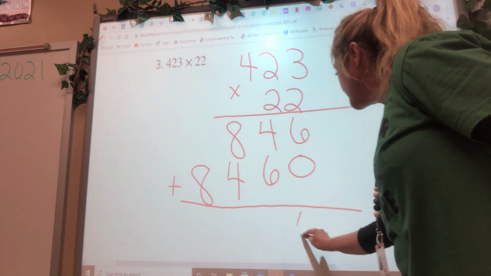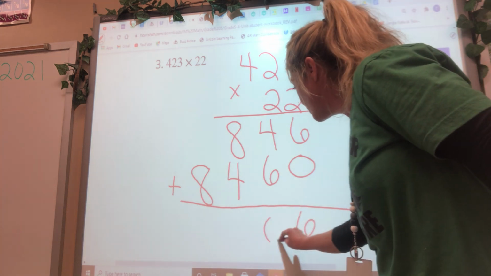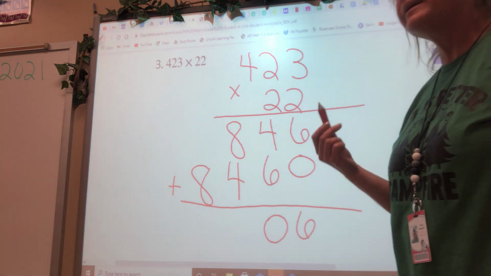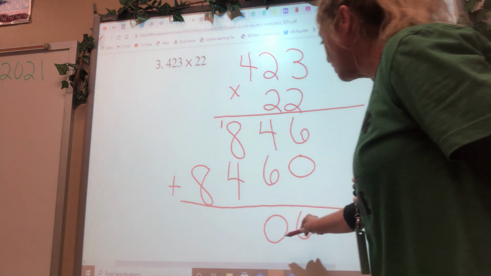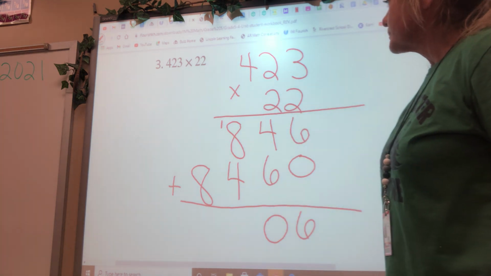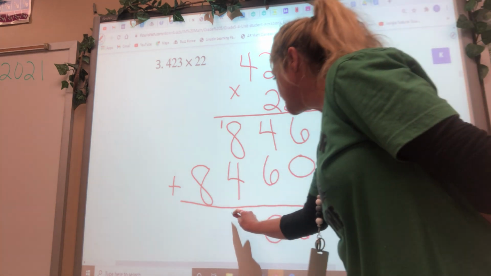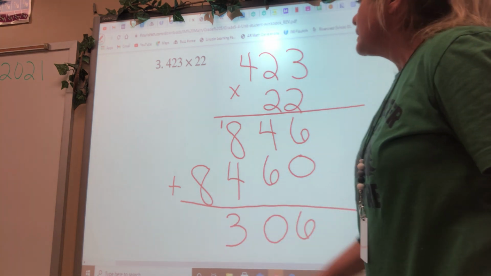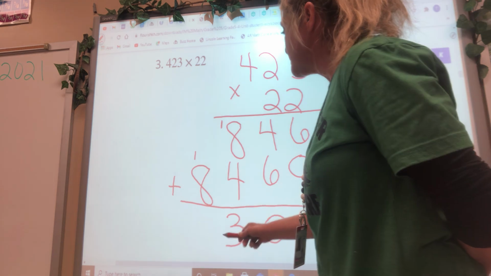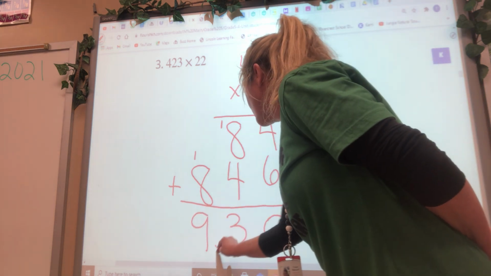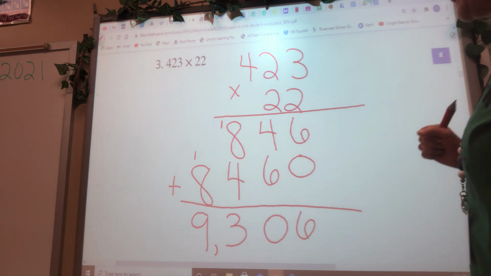6 plus 0 is 6. 4 plus 6 is 10. So we put the 0 here and then we carry that 1. This is the 1 that goes with the 10. So we have our 0, carry our 1. So then we have 1 plus 8 is 9, plus 4 is 13. And we would again have to carry our 1. So now we have 1 plus 8 is 9. So our final answer is 9,306.